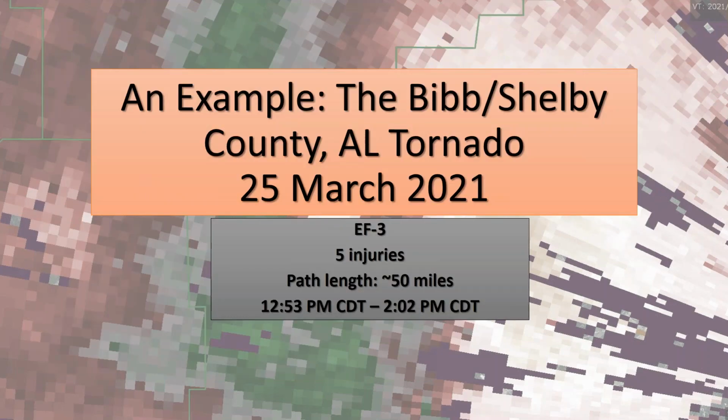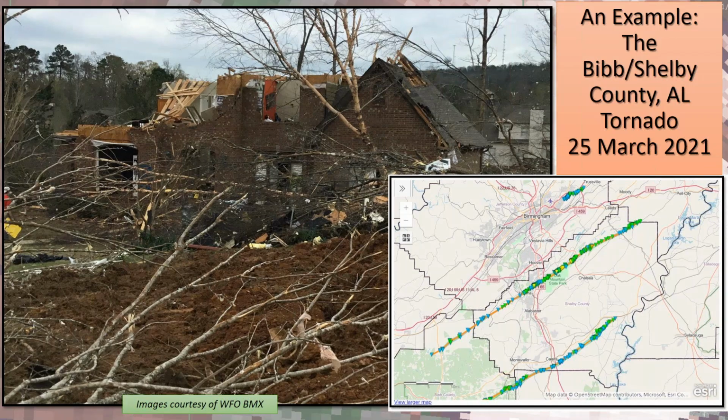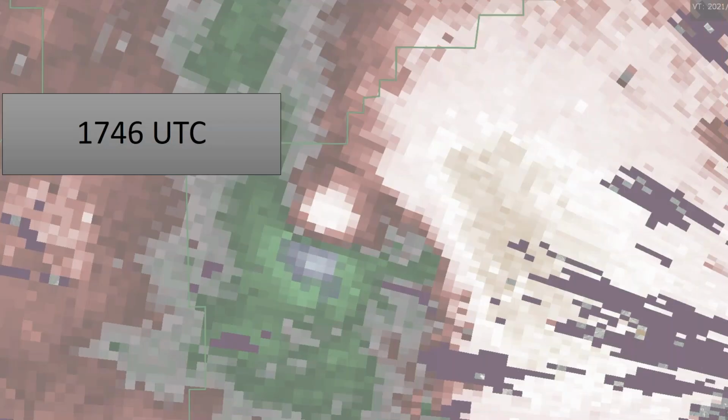So here's an example where that is the case, and we'll look at the progression of this particular tornado, an EF3 that was from the 25 March outbreak of last year down in Alabama. This particular one had a path length of about 50 miles on the ground for quite a bit of time there. And from the Birmingham office, here's a look at their path track there and some of the damage done. So we're going to start back at 1746 UTC.